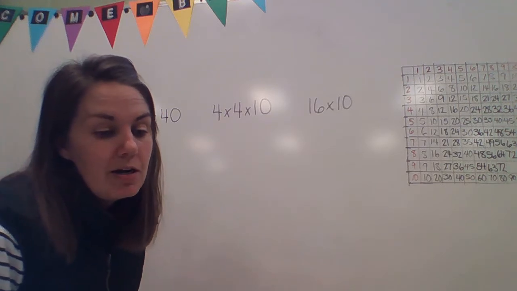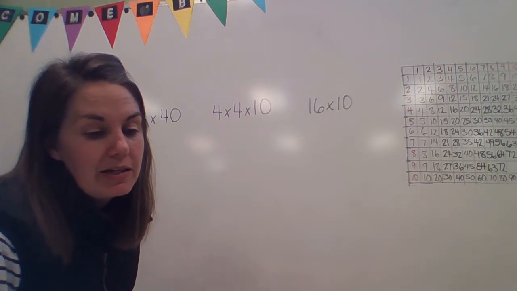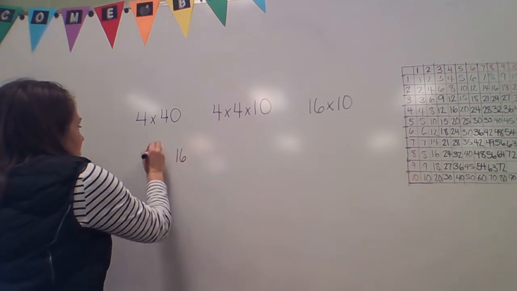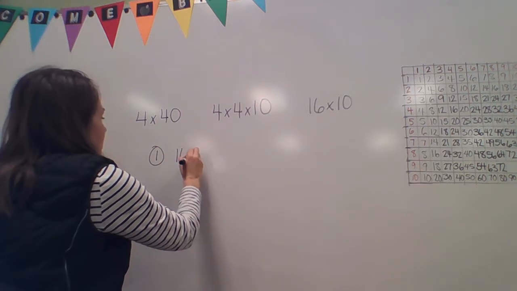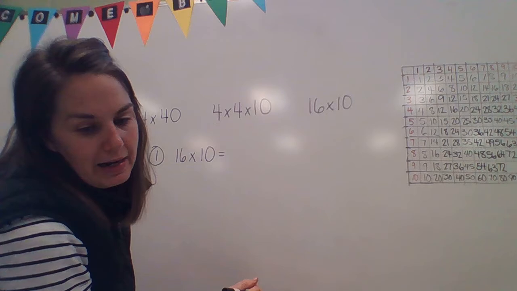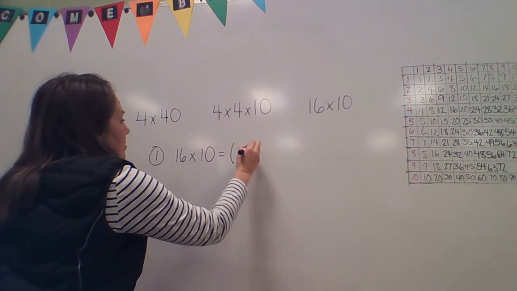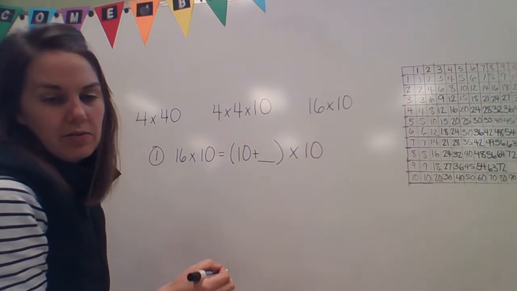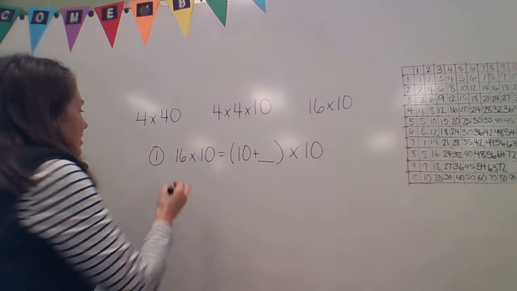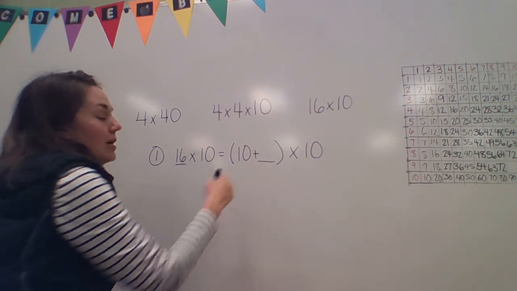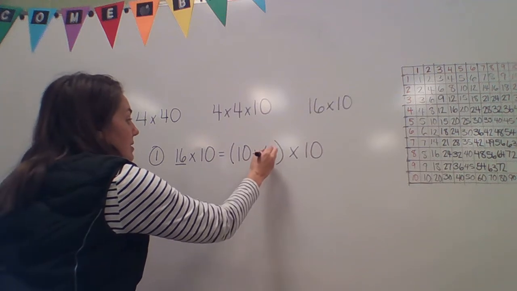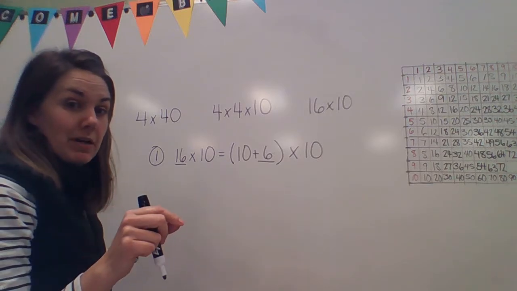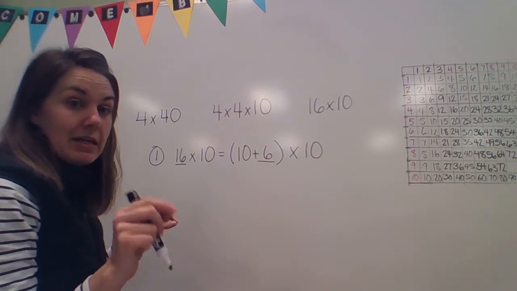Number 1 says you can break apart 16 into 10 plus another number. Write the number in the blank. So they have it as 16. So this is number 1. 16 times 10 is the same as thinking of 10 plus some number times 10, right? So we've basically taken our 16 and broken it apart into 10 plus, we would put in 6, right? Because 6 plus 10 would make the 16. But again, we're using that distributive property. We're breaking apart our numbers into numbers that are easier to work with.